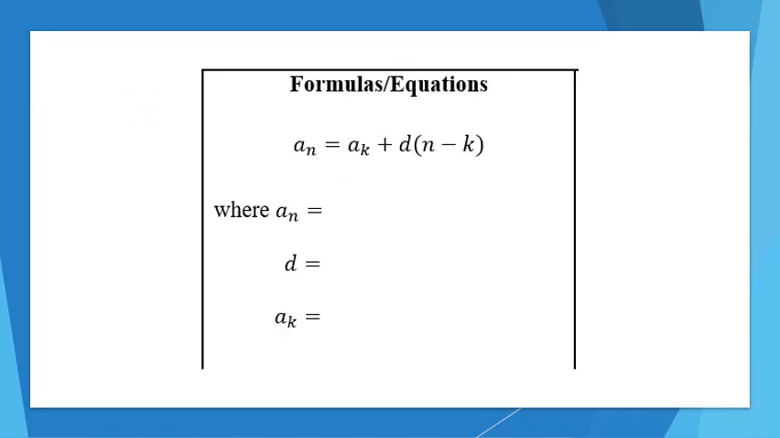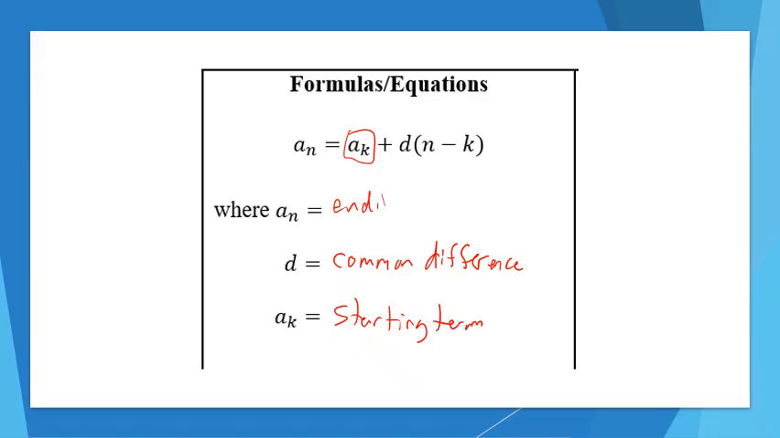Now the formulas and equations. This was the equation that we just went over, where d is going to be our common difference. a of k is going to be where we start, our starting term. And then a of n is going to be our ending term. Where are we going to end up? So, ending term. You could also put earlier term and later term. Whatever works best to help you memorize it is good with me.